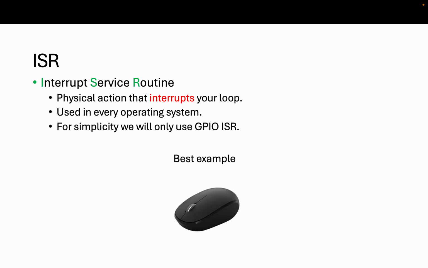So in your Arduino, you have your setup and your loop. And in your loop, your Arduino is just looping around doing whatever you wrote there infinitely. So an interrupt will be a piece of code that will jump from your loop to there, and then the Arduino will take whatever actions you have written in your interrupt, and then it'll go back to your loop.